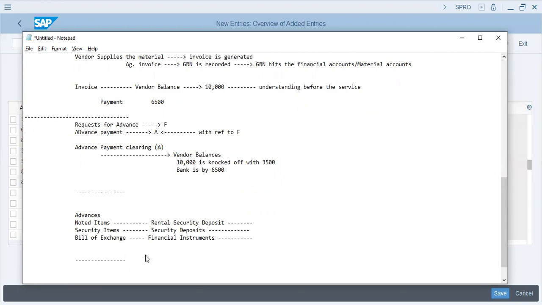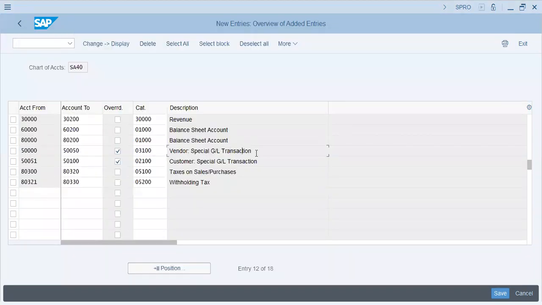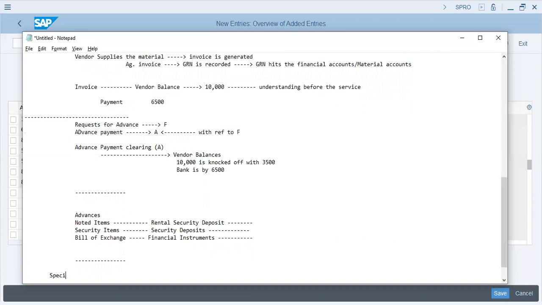Okay. Acha. Now I explained special GL. What is override? Override is nothing but that since special GL is a separate module in SAP.